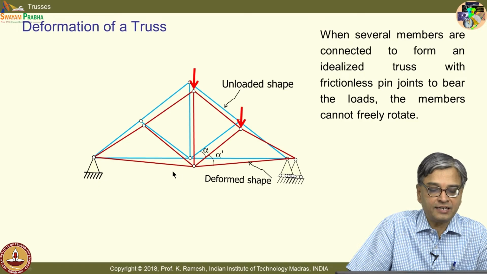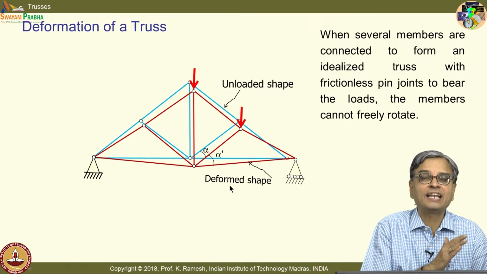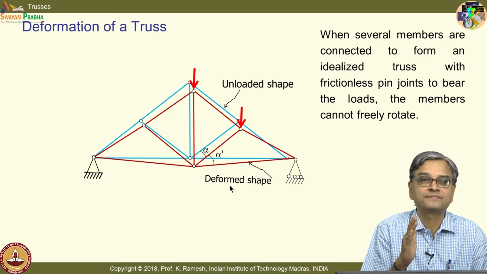It is an exaggerated fashion. What you find here is, on one side I have a pin joint, on another side I have a roller support, and I want you to observe that there is a provision for this to move horizontally. That is why you need to have a roller support here, and the members get deformed like this. Whatever the original angle alpha between the members was, in principle it can change slightly.